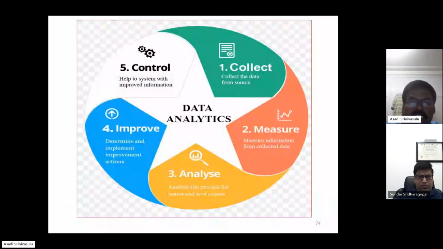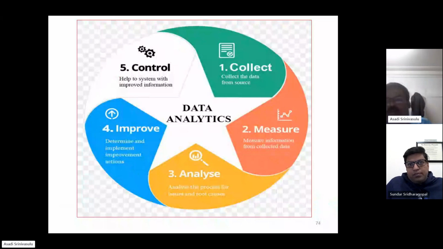So data analytics consists of 5 steps, the same as data science, as we have seen. The first step is to collect the data from various sources. Then measure the information from the collected data. Then we analyze the data, analyzing the process for issues and root causes. And if you want to increase accuracy and efficiency, determine and implement improvement actions. Finally, we do control.